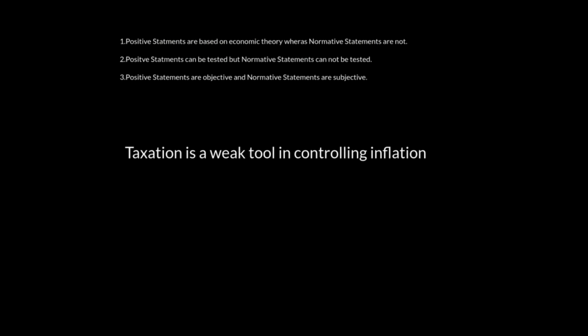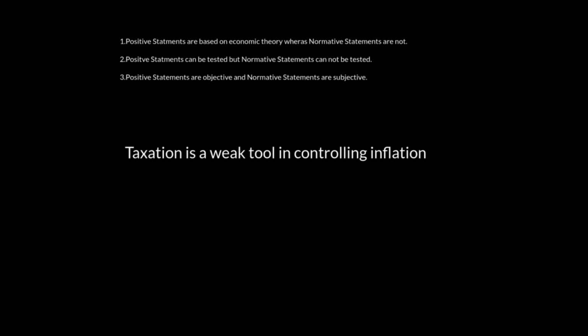Now let's look at another example. In this case, the example says taxation is a weak tool in controlling inflation. So let's look at the first rule. Positive statements are based on economic theory. So never in economic theory did we discuss that taxation is a weak tool. We did discuss its disadvantages, but at the same time we also discussed its advantages. So we can't directly rule this out, that it has no advantages at all, and call it a weak tool. So this is why this will be a normative statement.